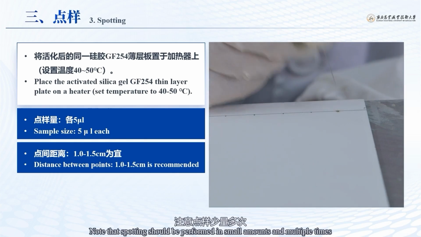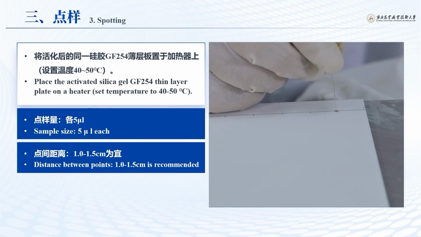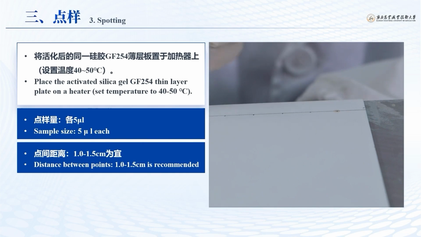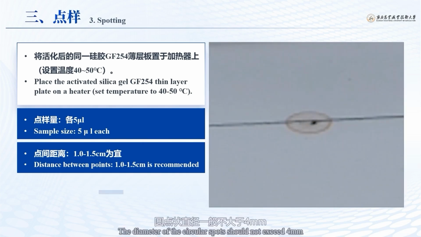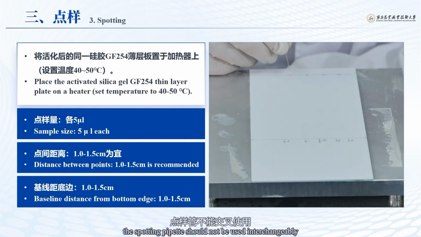Note that spotting should be performed in small amounts and multiple times, allowing it to dry before repeating the spotting. The diameter of the circular spot should not exceed 4 mm. Additionally, the spotting pipette should not be used interchangeably.